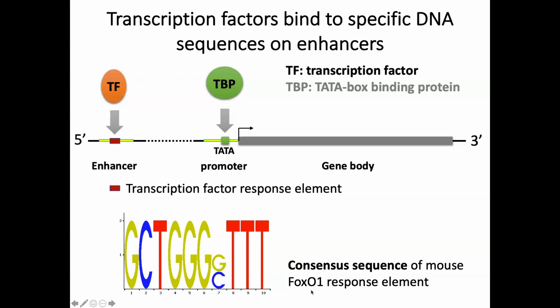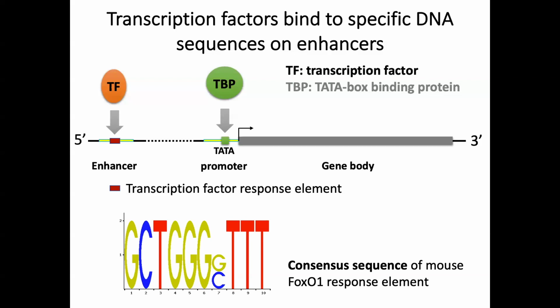Okay, FOXO1, of course, is a transcription factor, and it binds to the sequence G, C, T, G, G, G, and either G or C in position 7, and then T, T, T. All right. If you find a matching sequence in a gene enhancer region, there is a good chance that this gene can be activated by FOXO1.